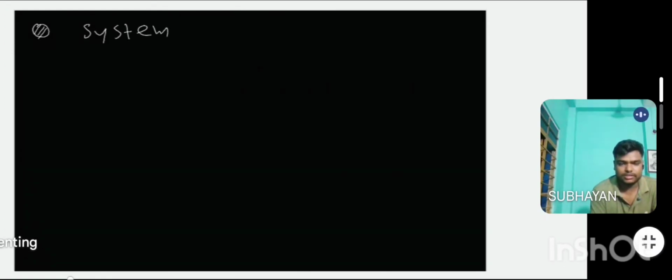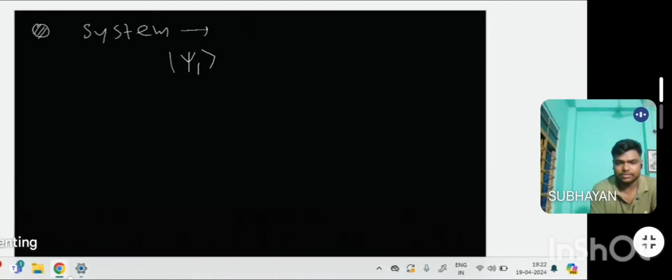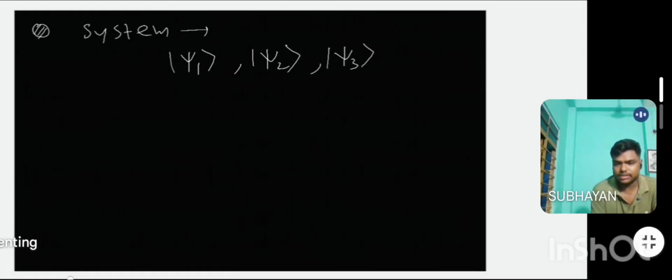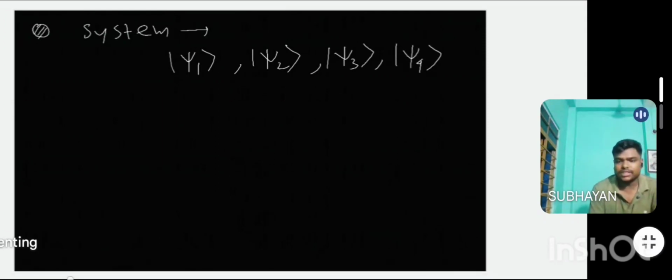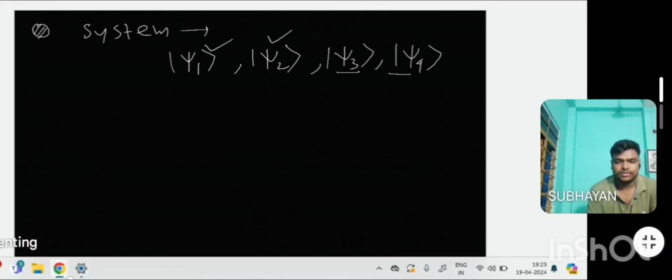You have a system with 4 levels. Suppose I am taking any ordinary system with 4 levels. One is psi 1, psi 2, psi 3, and psi 4. Now this psi 3 and psi 4, they are non-degenerate. Okay, that means they have different energy eigenvalues. But psi 1 and psi 2, they are the degenerate states. That means they have the same energy eigenvalue.